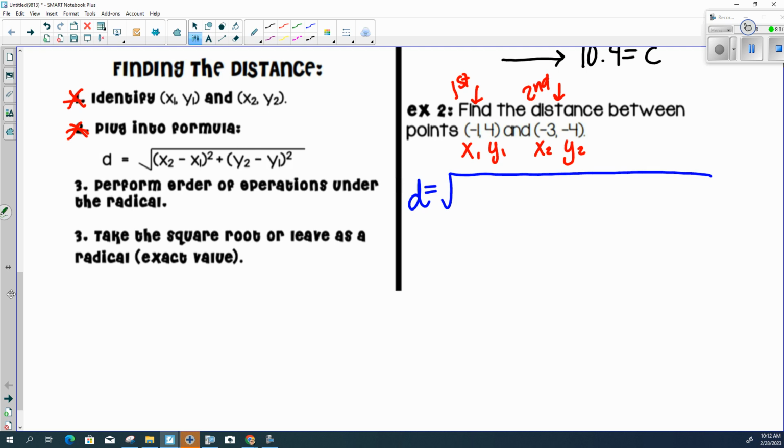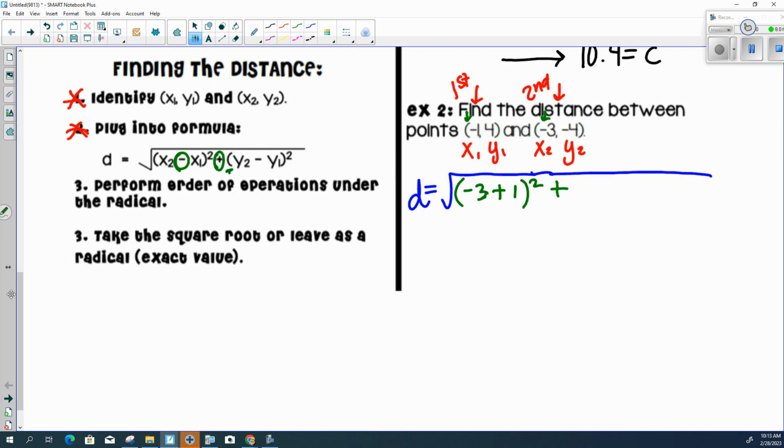Okay, so what do I do first? I do a set of parentheses, and then x2, which is negative 3, and then a minus sign, and then x1, which is negative 1. Now, a lot of kids don't like to write minus negative 1, although that's correct. Most kids will change that to a plus sign. That looks really ugly. Let me fix it.